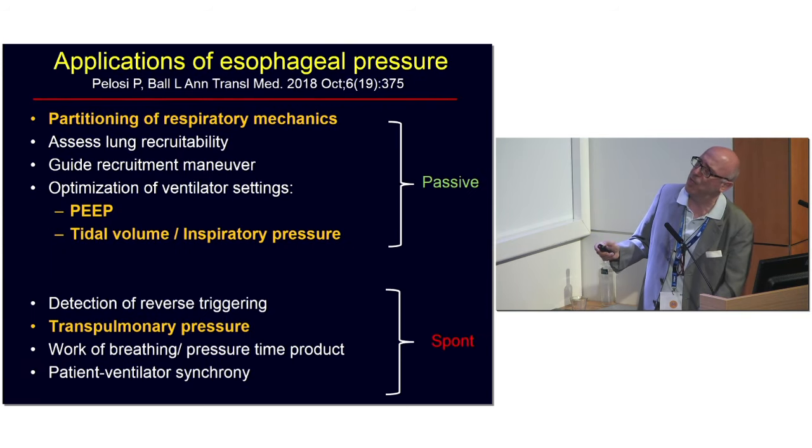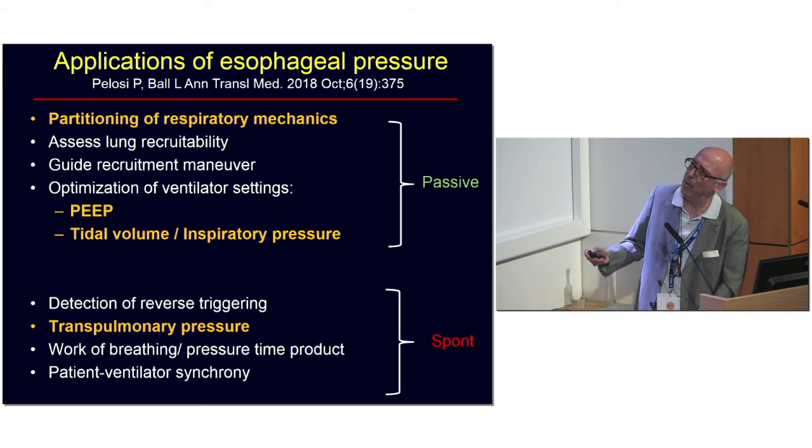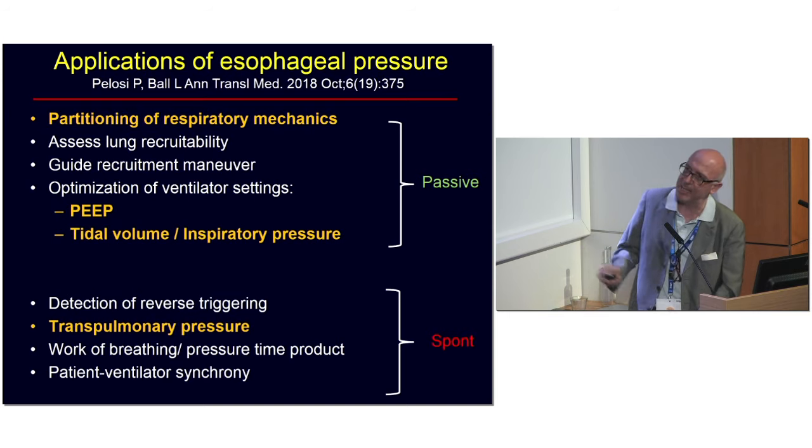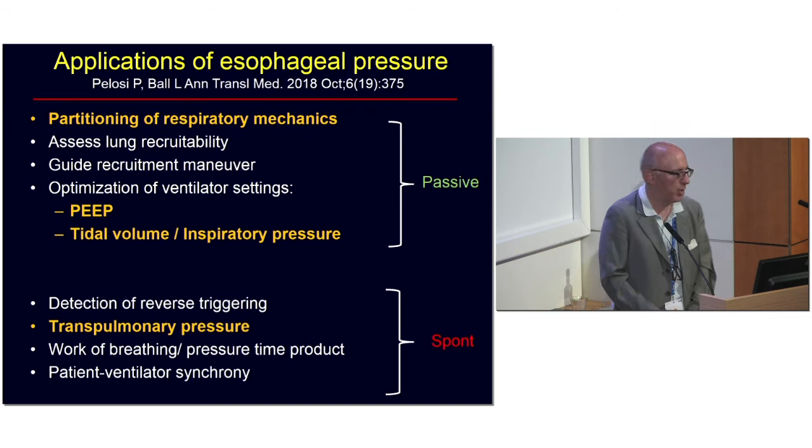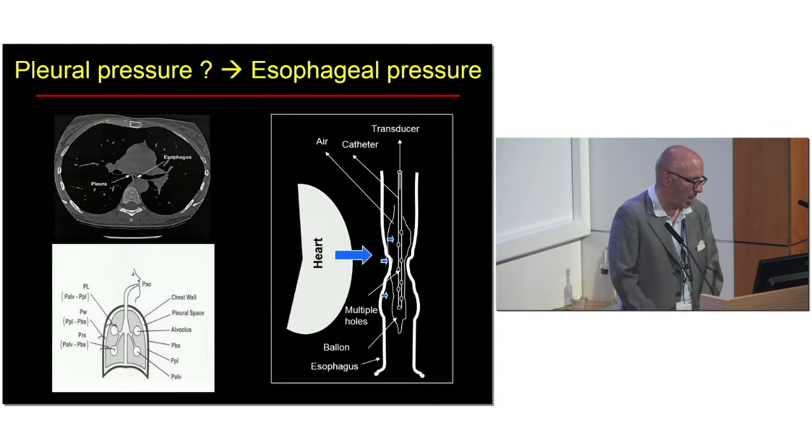Esophageal pressure and transpulmonary pressure may be useful to partition respiratory mechanics, to assess lung recruitability or guide the recruitment maneuver, and to optimize the level of PEEP and tidal volume inspiratory pressure in passive conditions, and we will discuss just these three items. In spontaneous ventilation, they may better detect reverse triggering, transpulmonary pressure, work of breathing, and patient-ventilator synchrony. We will not discuss these issues in detail today.